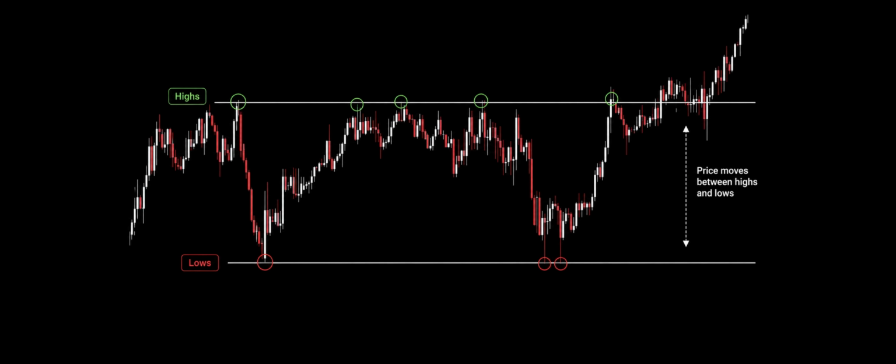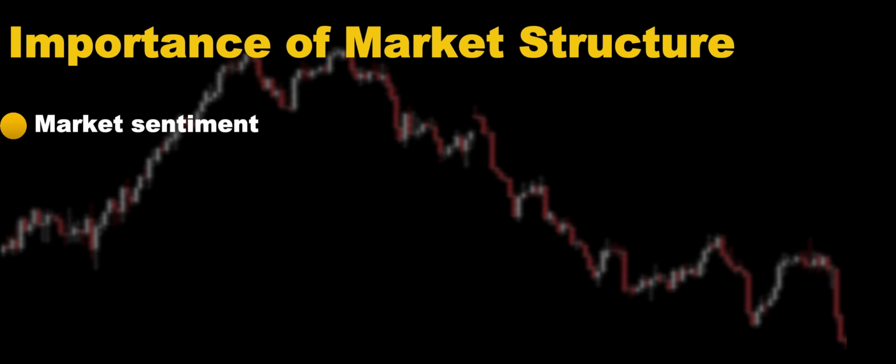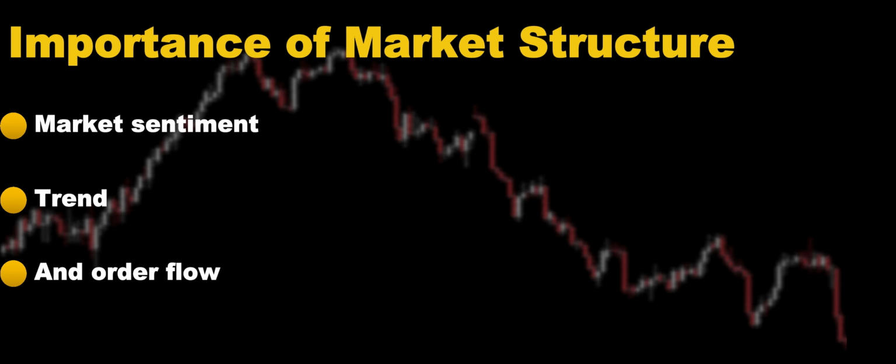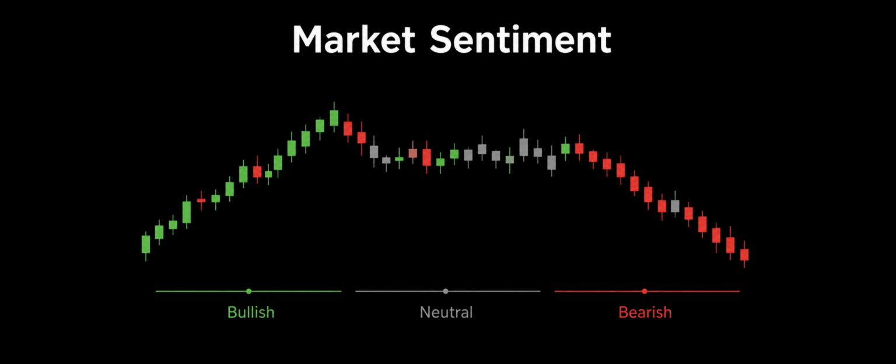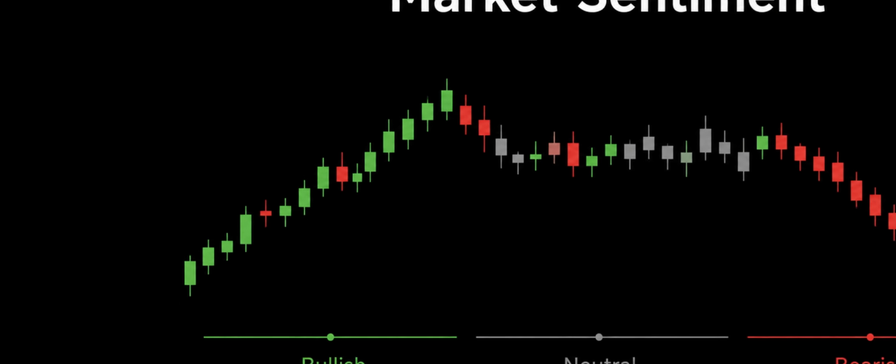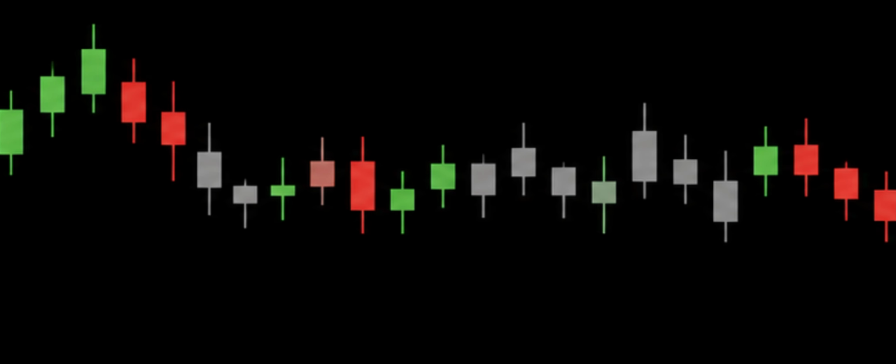Market structure is the way price moves between highs and lows. It helps us understand three things: market sentiment, trend, and order flow. Market sentiment tells us the general condition of the market. Is the market bullish? Is the market bearish? Or is the market ranging with no clear direction?